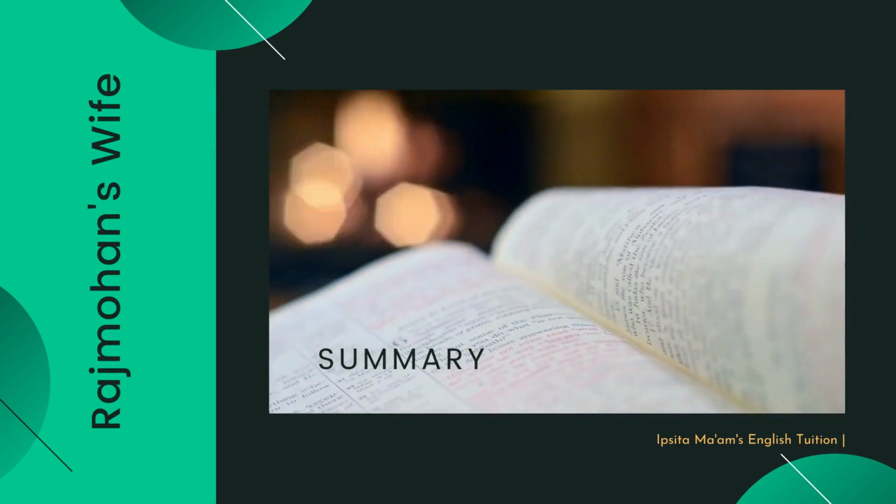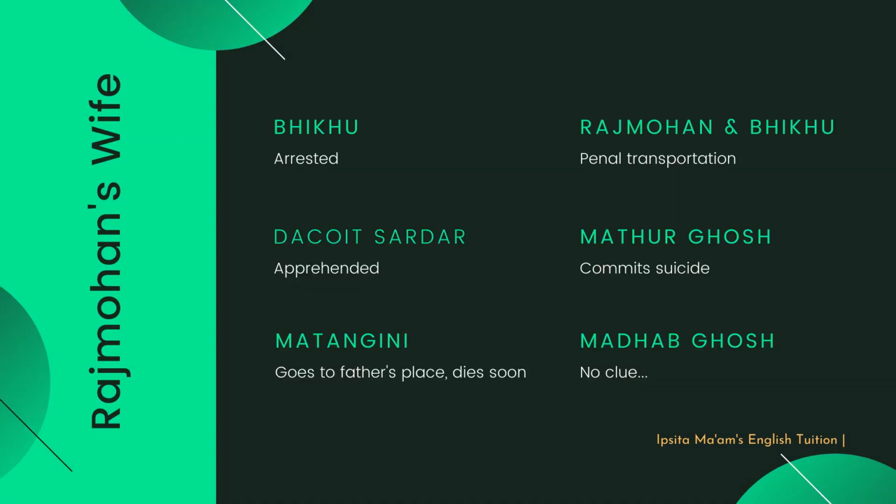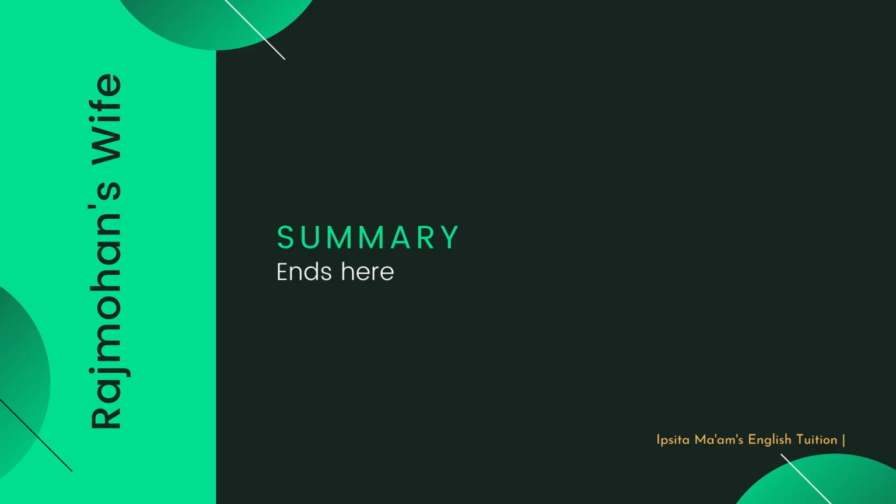However, in a hasty conclusion, Bankim makes Bhikhu arrested by the police, where he exposes the names of Rajmohan, Sardar and Mathur Ghosh and tells about their intrigue to rob and kidnap Madhav Ghosh and the details of many other robberies. Out of fear, anxiety and nervousness, Mathur Ghosh commits suicide. Rajmohan and Bhikhu get penal transportation and the Sardar is apprehended. Matangini goes to her father's place and dies soon, whereas the author doesn't tell us what happens to Madhav or Hemangini. Phew, that's all. So this was the summary of Rajmohan's Wife.